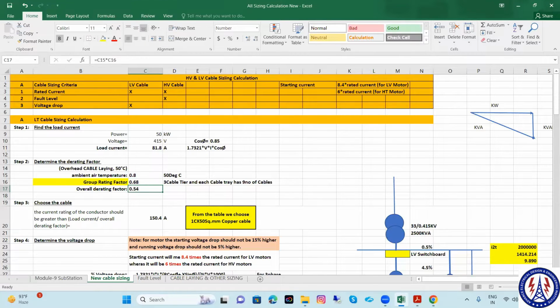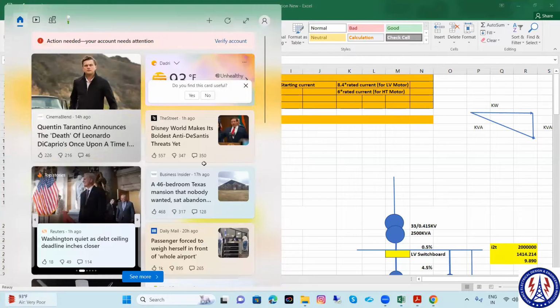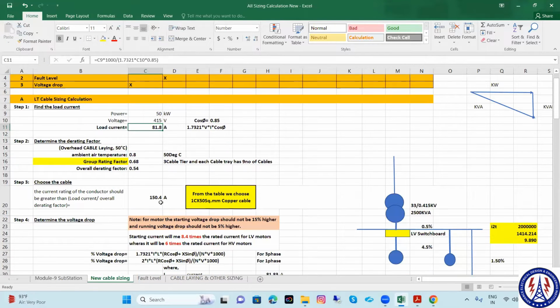The meaning of this is, suppose I am selecting a cable which can carry 100 ampere. But because of that derating, that cable will carry only 100 into 0.54, means that cable will carry only 54 ampere. So that will not satisfy the criteria. So what I am doing here, I am dividing the current by the derating factor. So I will select the cable which can carry 151 ampere. This part is clear. Instead of multiplying, I am dividing the current.